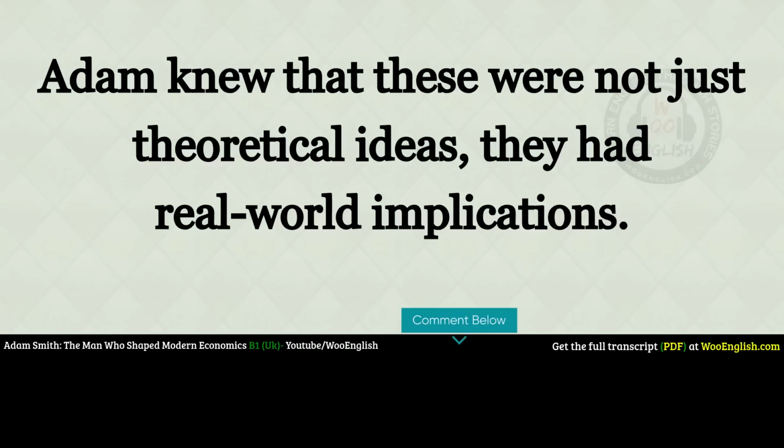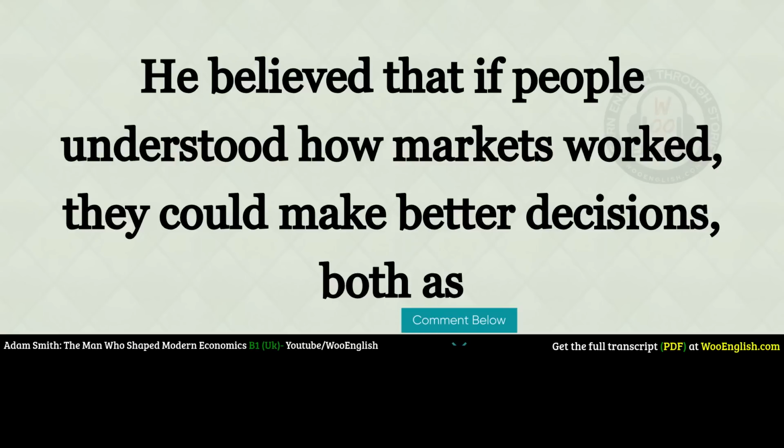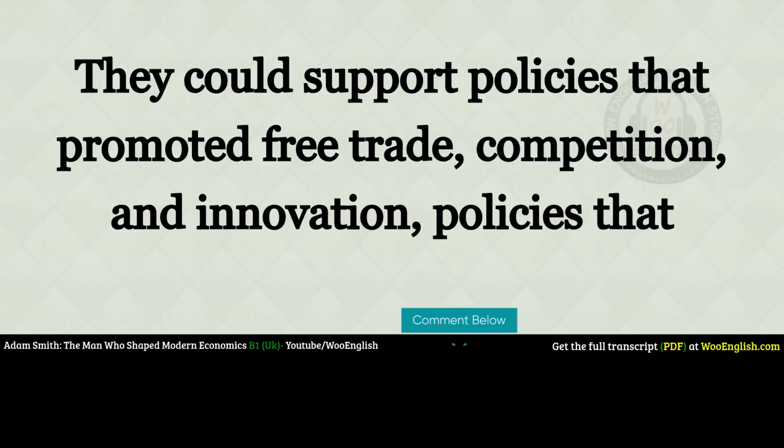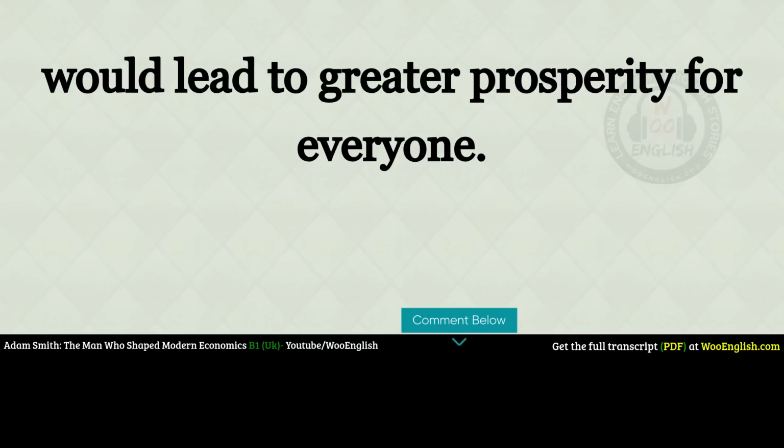Adam knew that these were not just theoretical ideas, they had real-world implications. He believed that if people understood how markets worked, they could make better decisions, both as consumers and as citizens. They could support policies that promoted free trade, competition, and innovation, policies that would lead to greater prosperity for everyone.